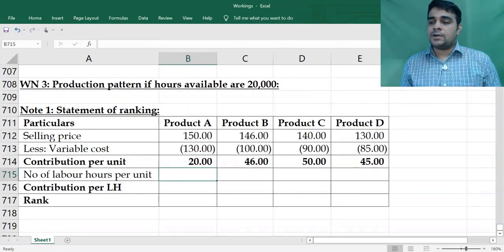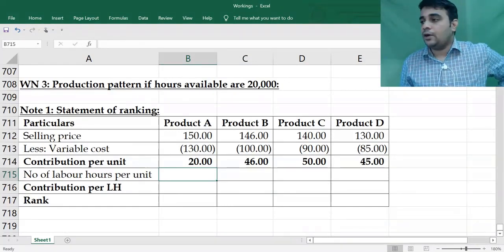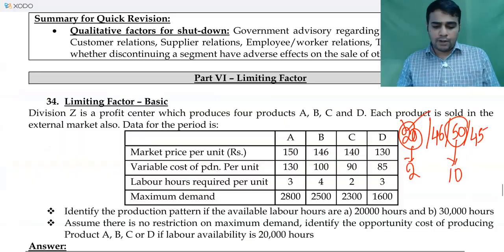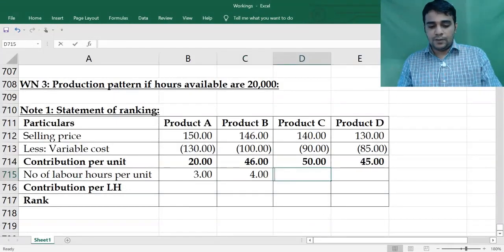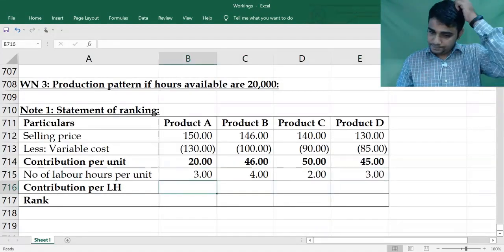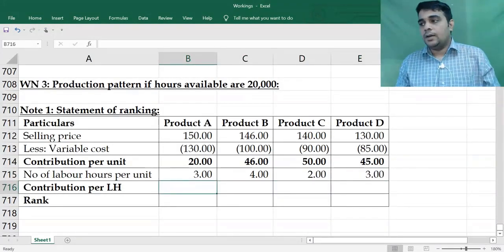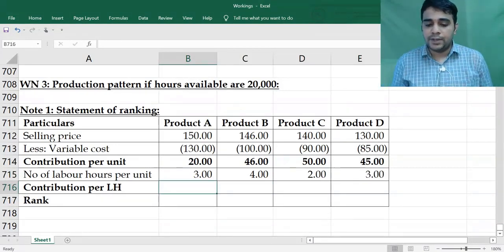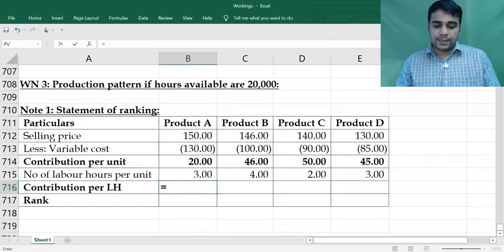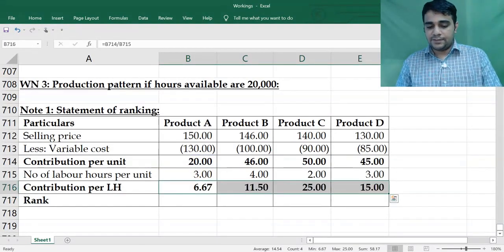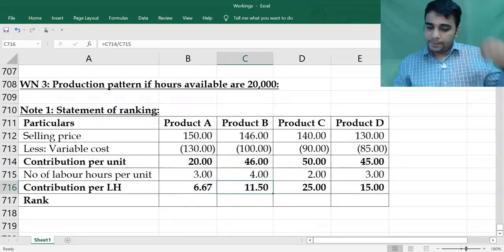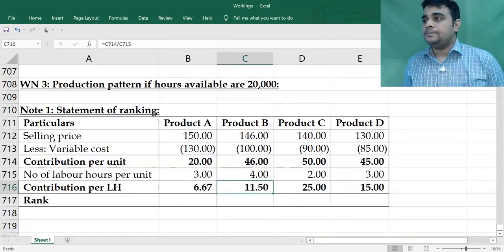Most of the time, contribution per unit and contribution per labor hour could give the same ranking. Many times it can change also, so we cannot go by contribution per unit. Number of hours per unit is 3 hours, 4 hours, 2 hours and 3 hours. And contribution per labor hour is 20 divided by 3, 46 divided by 4, 50 divided by 2, 45 divided by 3.